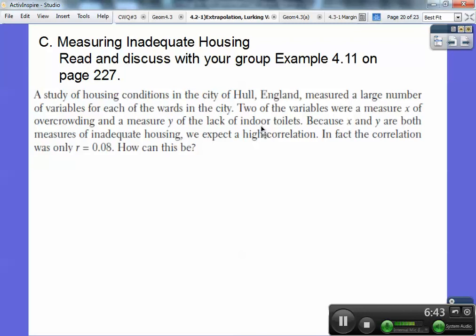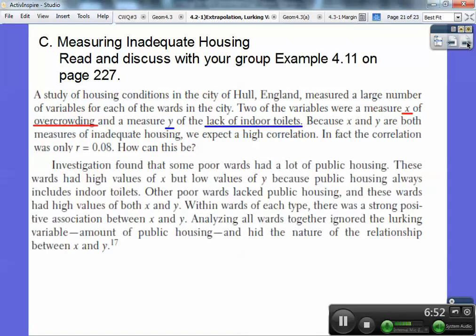Because X and Y are both measuring inadequate housing, we expected a high correlation, but they only got a correlation of 0.08. And so the lurking variable is this. Investigation found that some poor wards had a lot of public housing, and so these wards had a high value of X but a low value of Y, because remember, the lower the value of Y means you have more indoor toilets, and public housing always included indoor toilets. So the higher the public housing was, the more toilets they had.